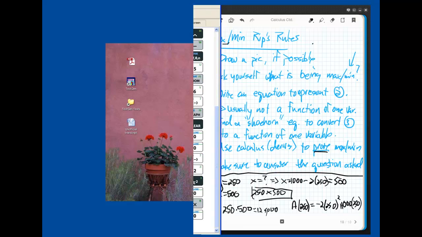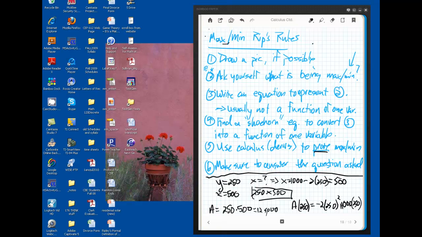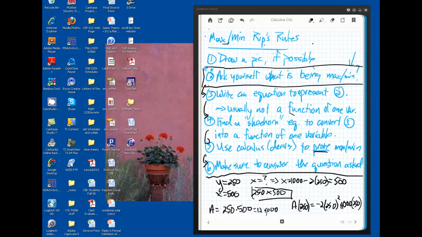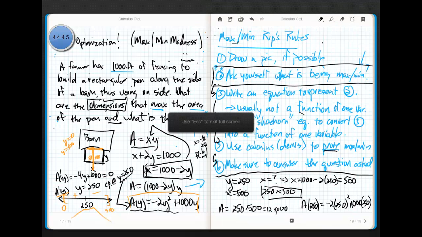All right, so these 6 rules are going to help you so much. The most important rule, no doubt about it, is ask yourself, what am I maximizing and minimizing? Where do I start this problem? Once I've answered this question, notice the rest falls out. Find an equation, and find a shoehorn to turn it into a function. Use calculus, answer problems. Nothing to it, all right? Easy peasy.